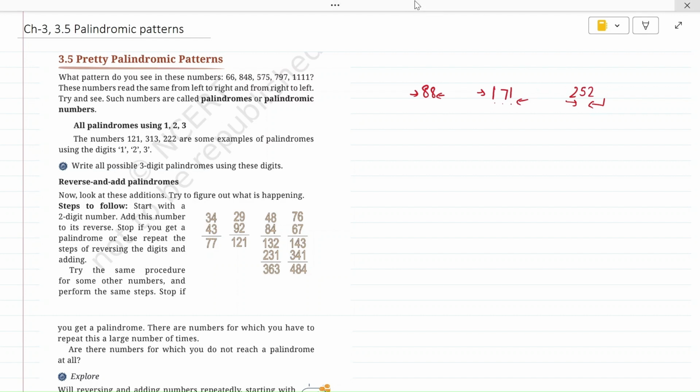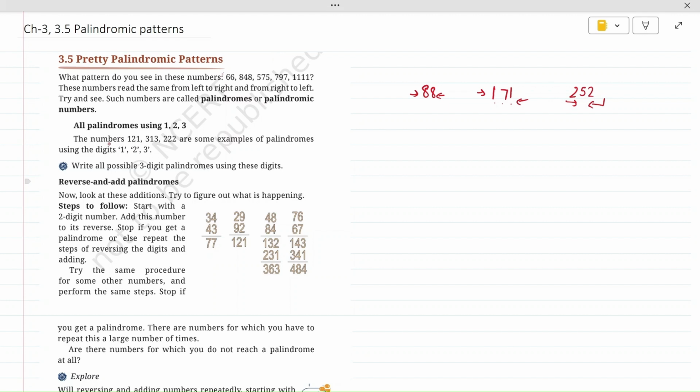So let us see what is written here. What pattern do you observe in these numbers? 66, 848, 575, 797 and 1111. So these numbers read the same from left to right and from right to left. If you start reading from this side or this side, the number would be the same. Try and see. Such numbers are called palindromes or palindromic numbers.